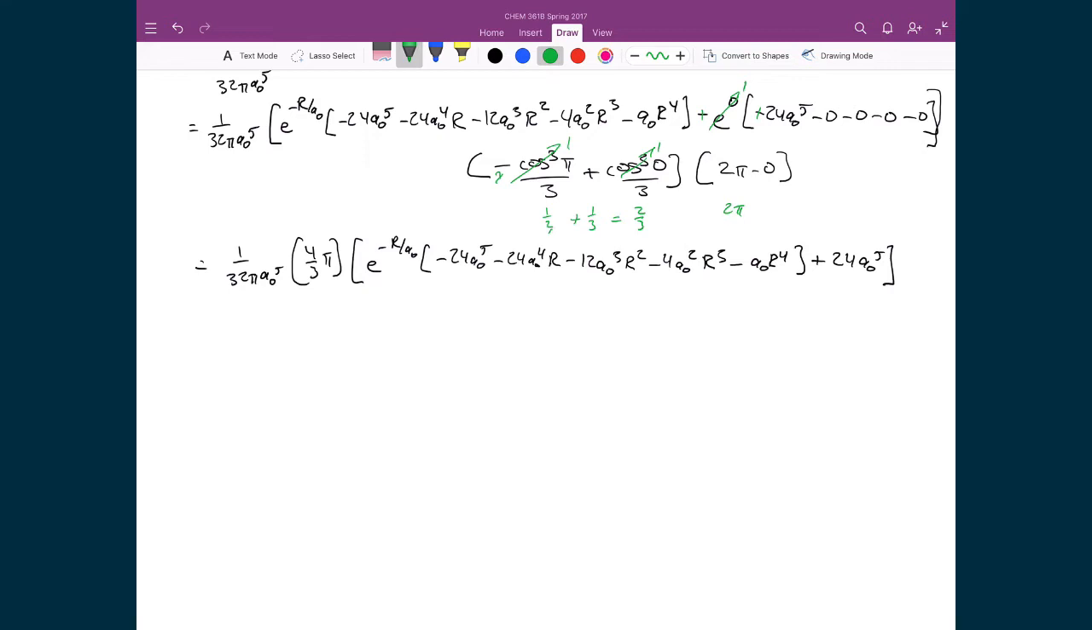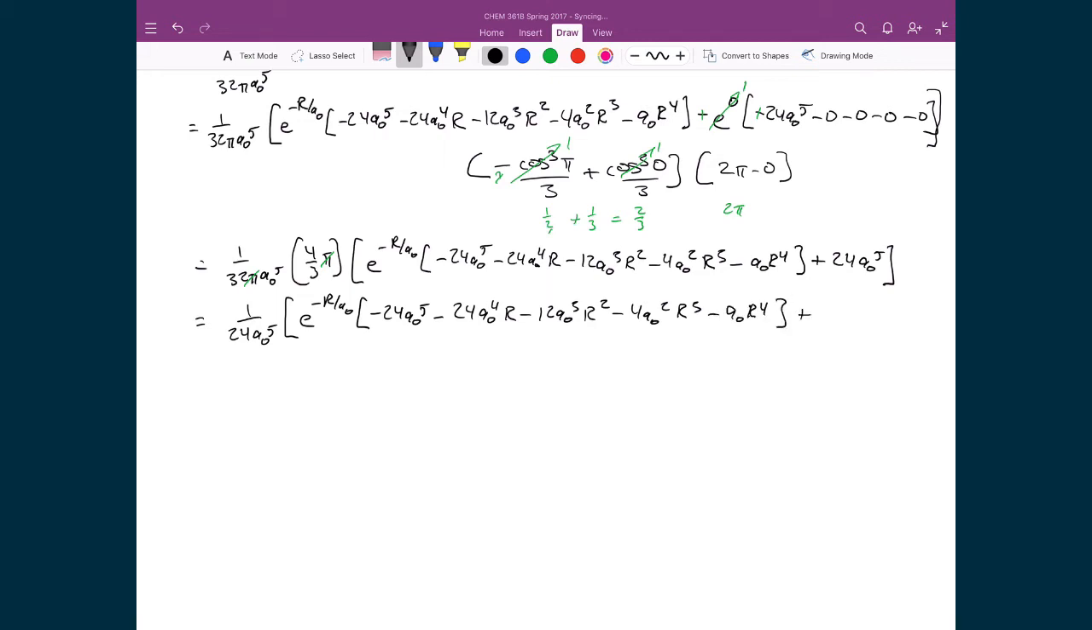And so my final simplification here will just be that I can cross off the pi on the top and the bottom here. And I have my 4 thirds times 1 over 32, which in this case leaves me with 1 over 24 a naught to the 5. And then that's going to be multiplied by e to the negative r over a naught times minus 24 a naught raised to the power of 5 minus 24 a naught to the 4 times r minus 12 a naught cubed times r squared minus 4 a naught squared r cubed minus a naught r raised to the power of 4. And to that, I'm still going to be adding this 24 a naught raised to the power of 5 term.